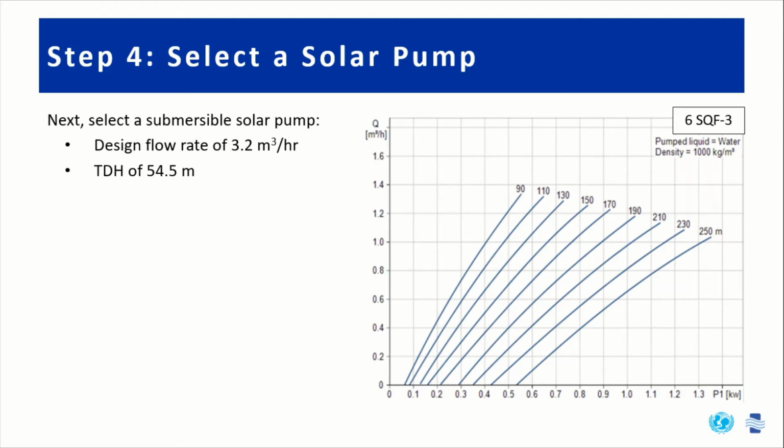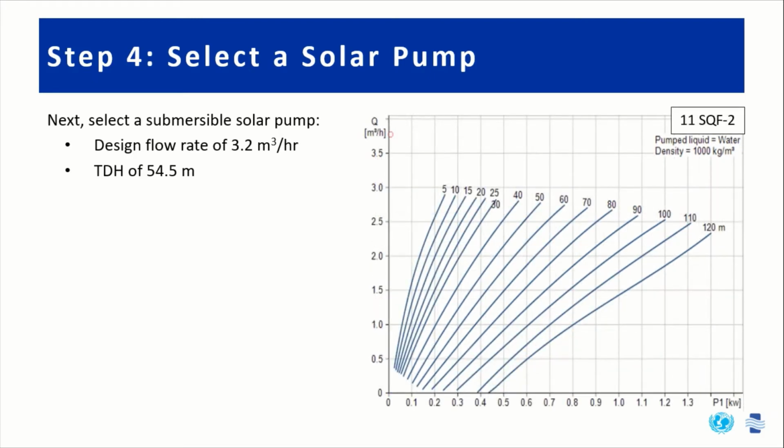So to select our pump, we need to consider our design flow rate and see if it falls on this pump curve. Now, the range of this pump curve goes from 0 up to about 1 or 1.3 meters cubed per hour. So our design flow rate of 3.2 meters cubed per hour does not fall on this pump curve. Next, we'll look at the 11 SQF pump curve. 3.2 is still a little bit too high for this pump curve, just because it doesn't appear on the curve.